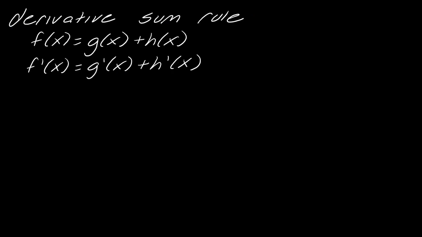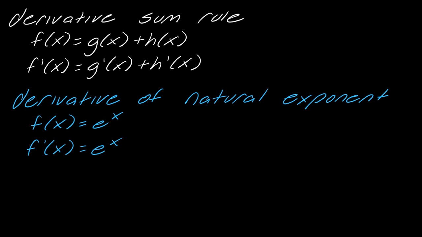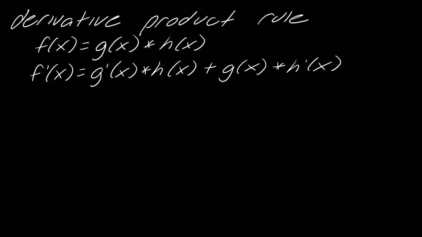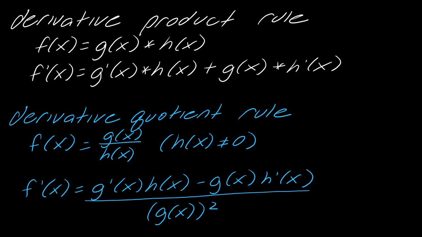And then we've also got the derivative sum rule. So you've got two functions, g of x and h of x, so you just take the derivative of each. We've got the derivative of a natural exponent. Again, I'm trying to get through this, so if you need to pause, go for it. And then I've also got the product rule and the quotient rule. So pause here if you want to review those or write them down. Okay, so now let's take a look at a few examples of these.